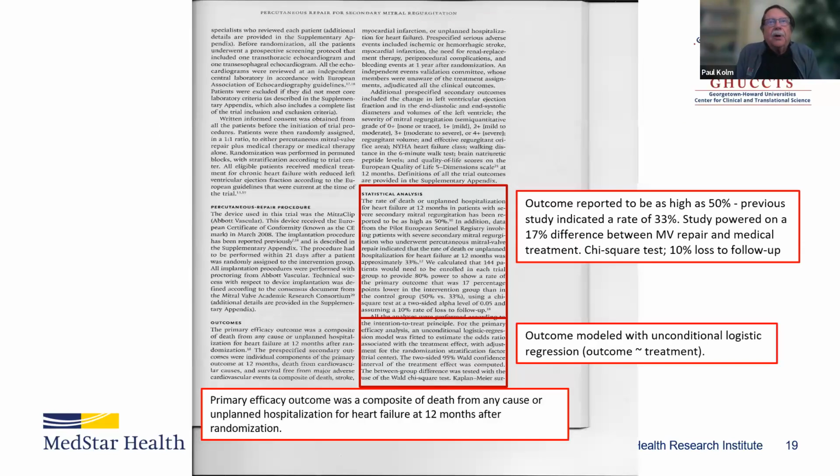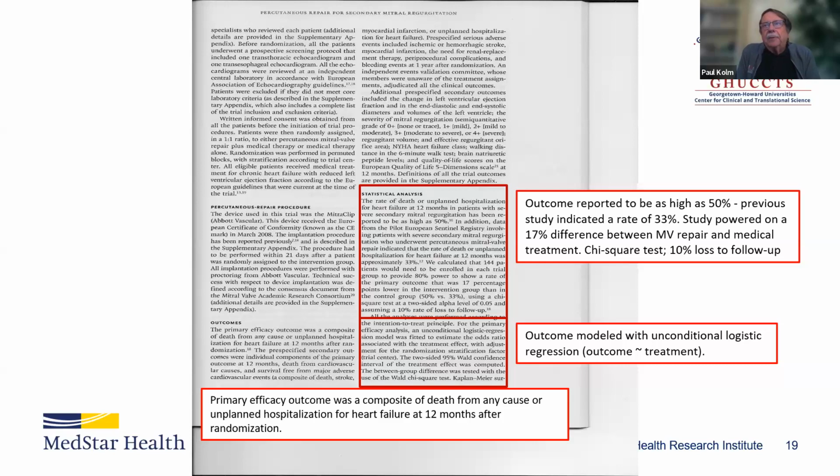So in their statistical analysis here, they start out with their power analysis, where they're going to see how many patients they need to randomize. To do this, they're taking previously published literature where the outcome, and they're defining the outcome here as a composite of death from any cause or an unplanned hospitalization for heart failure at 12 months.